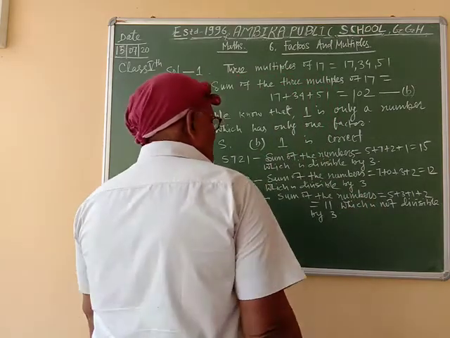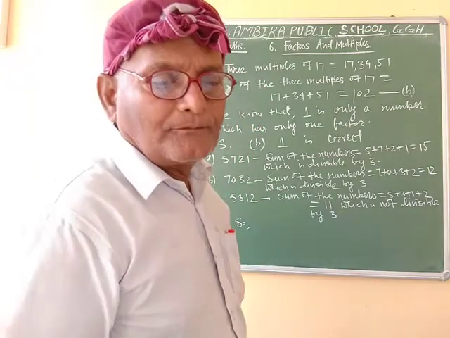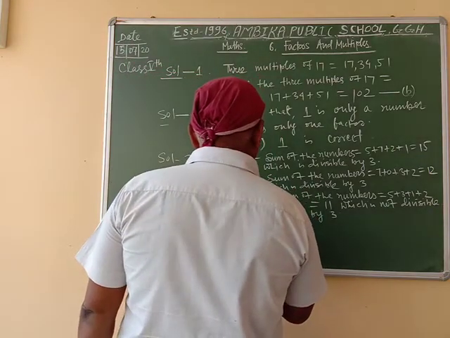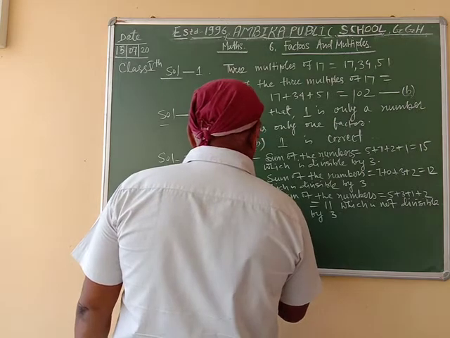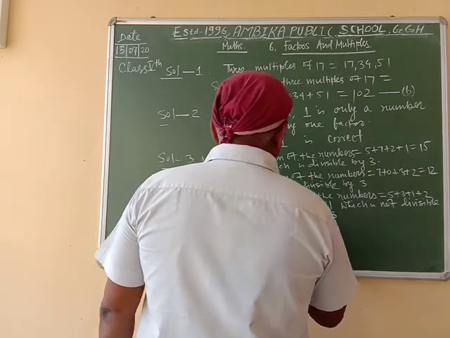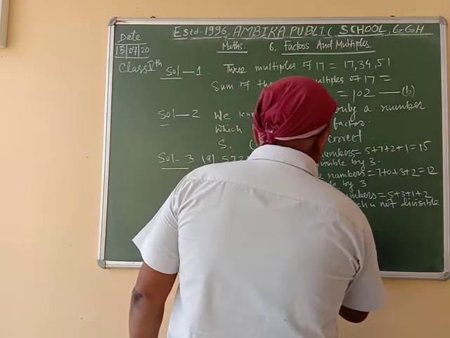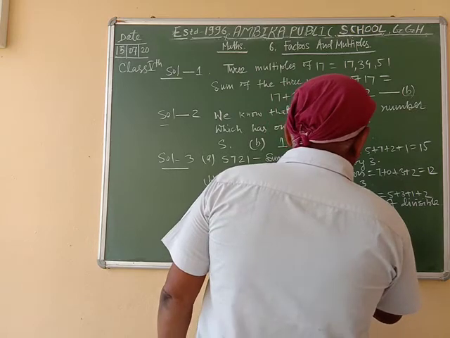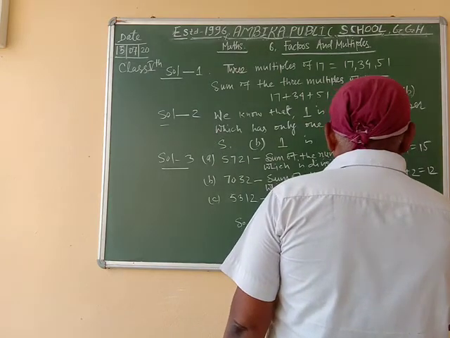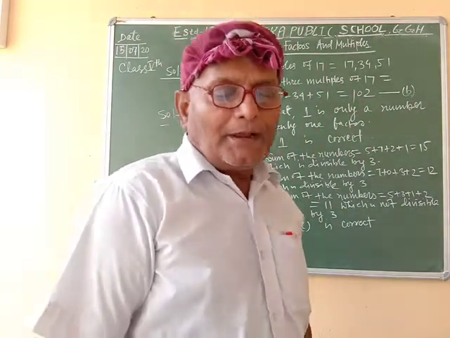So option C is correct. We are asked which is not divisible by 3, so option C is the correct option.